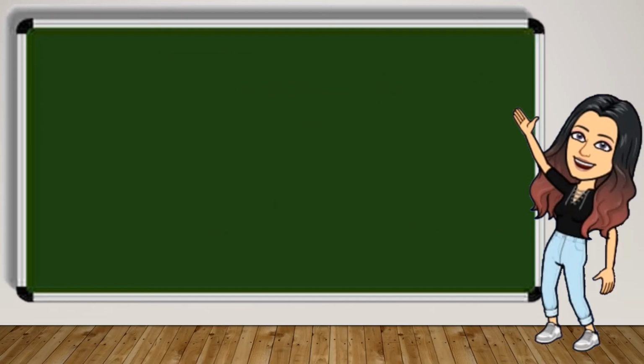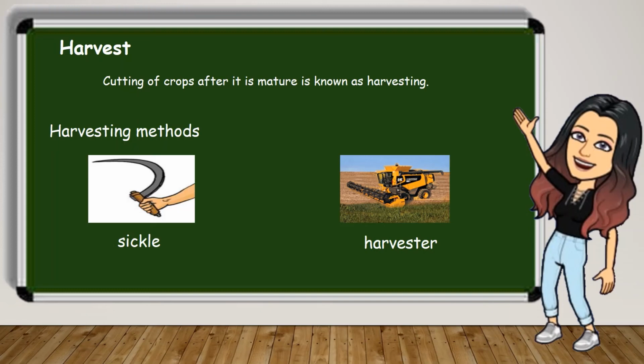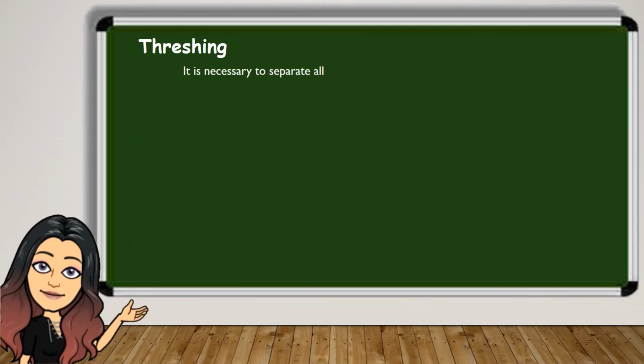When the crops are fully grown, it is necessary to harvest them. Cutting of crops after they are mature is known as harvesting. Harvesting is done either manually with a sickle or by a machine called a harvester. Crops are cut but are not yet ready for market. Threshing is necessary to separate all the grain seeds from the chaff of crops.